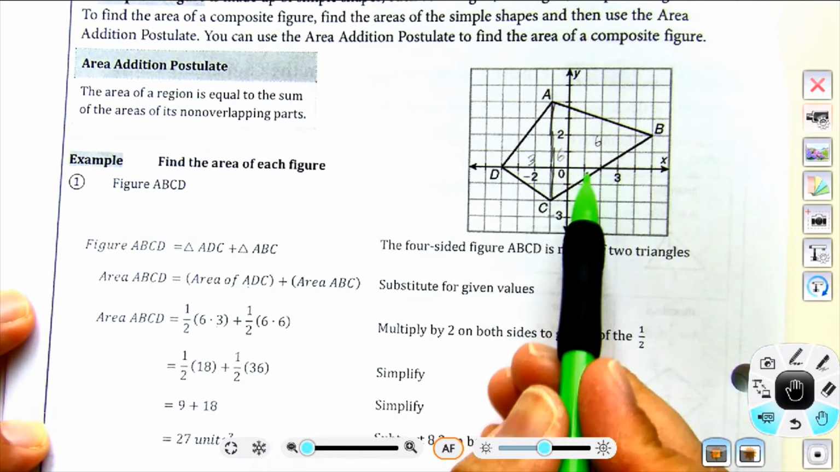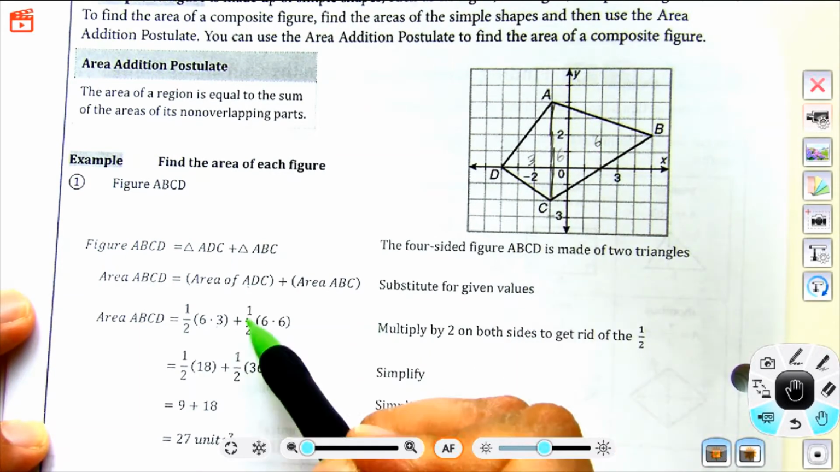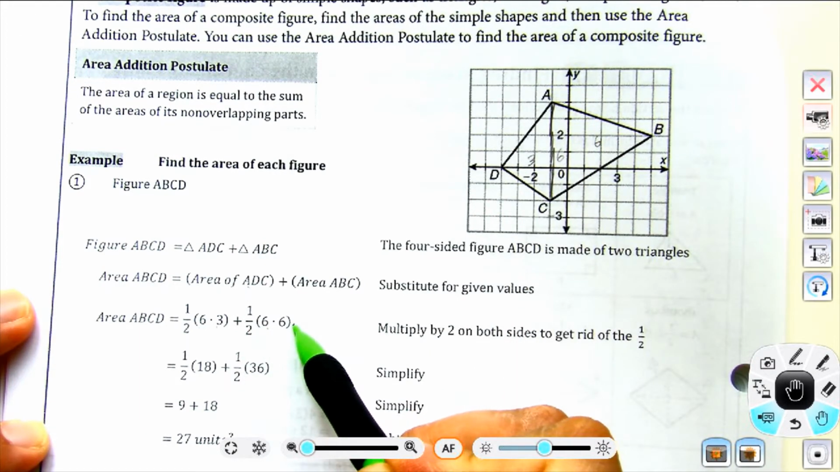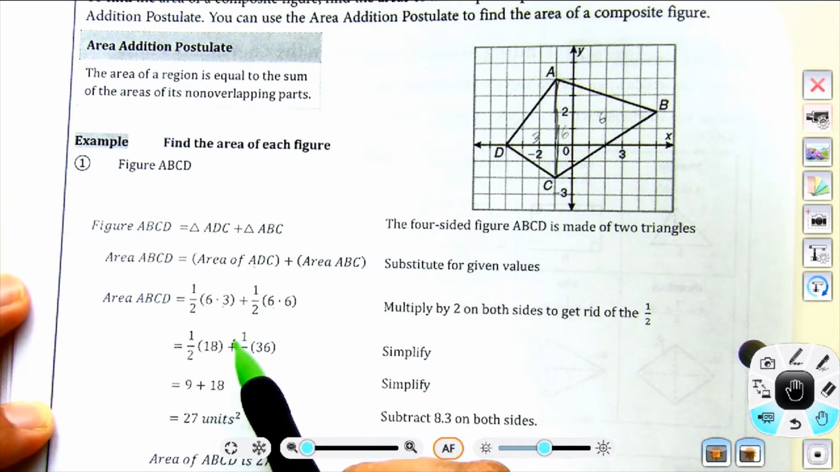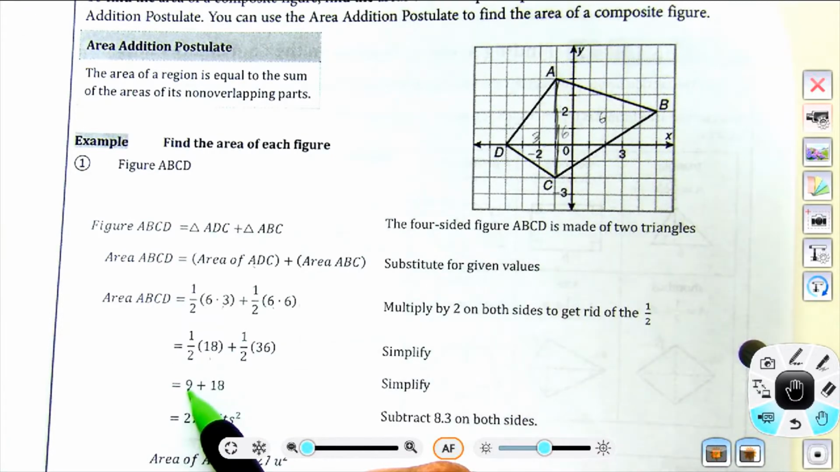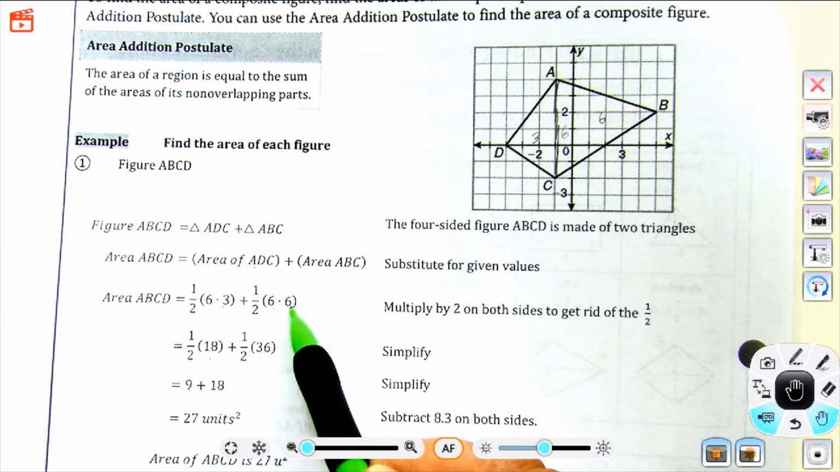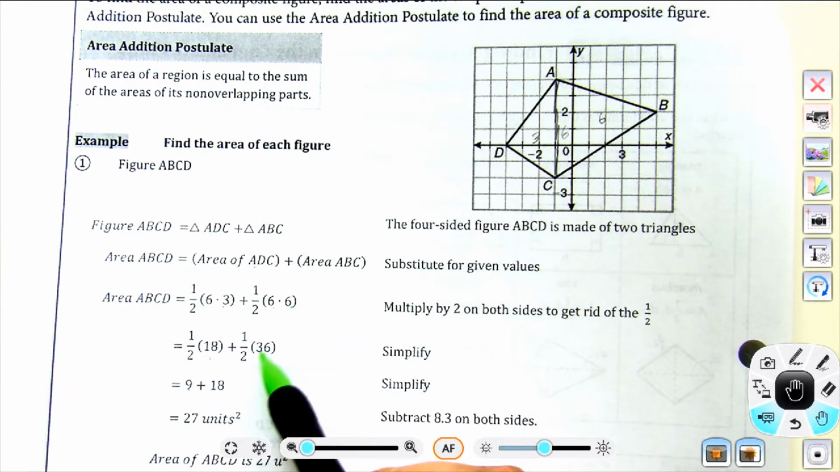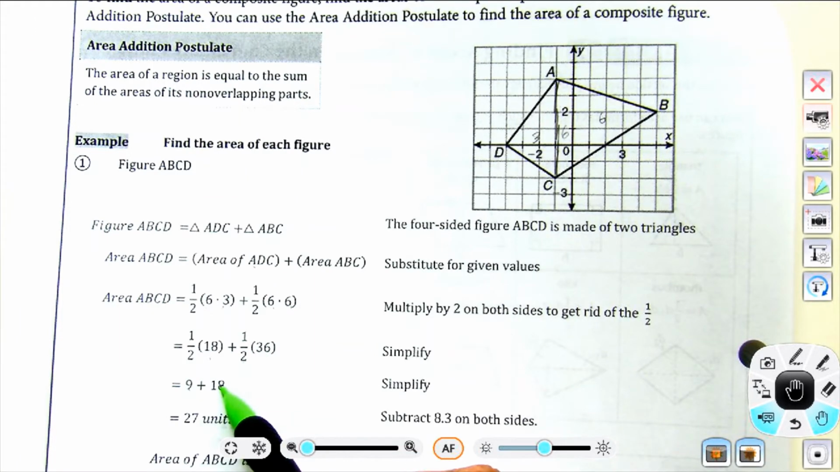And let me just walk you through the math. 6 times 3 is 18. Half of 18 is 9. 6 times 6 is 36. Half of 36 is 18. And then we take the sum of those two pieces. 9 plus 18 is 27.